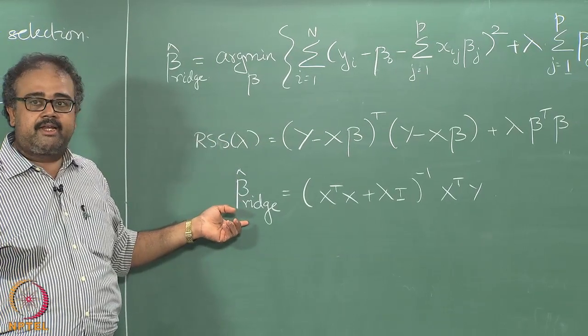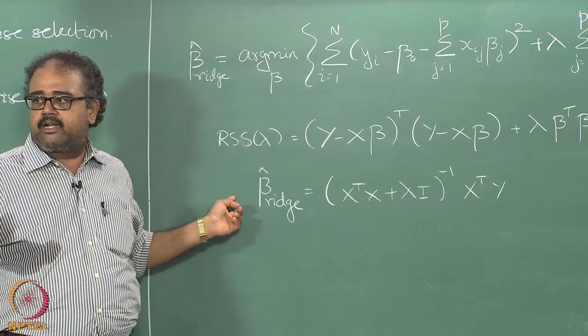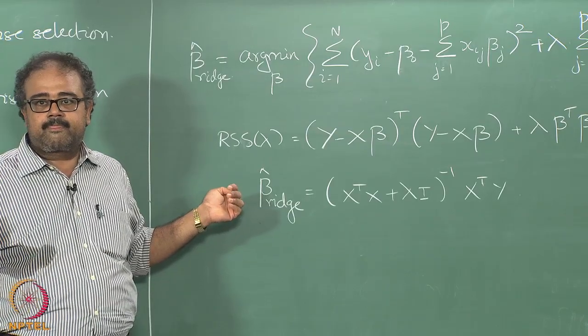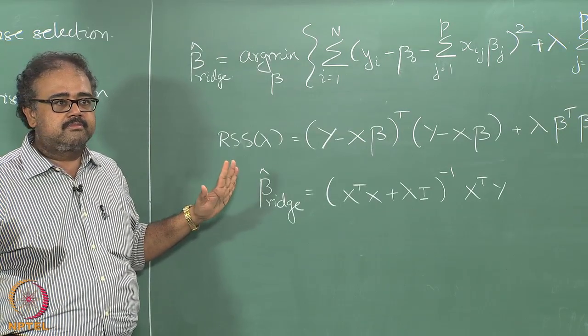This gives me the beta hat ridge for 1 to p, right, and the beta naught I estimate as y bar, and that gives me the full solution, okay. Is that fine?